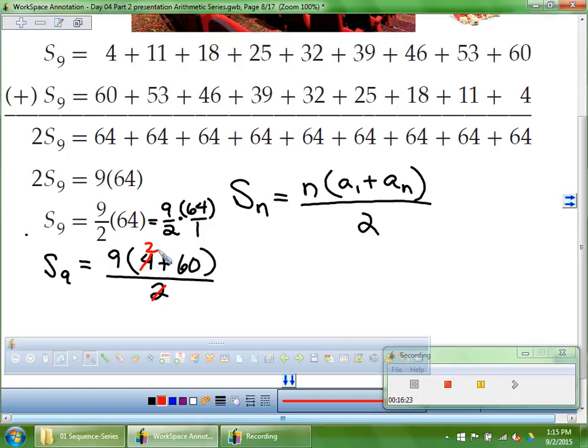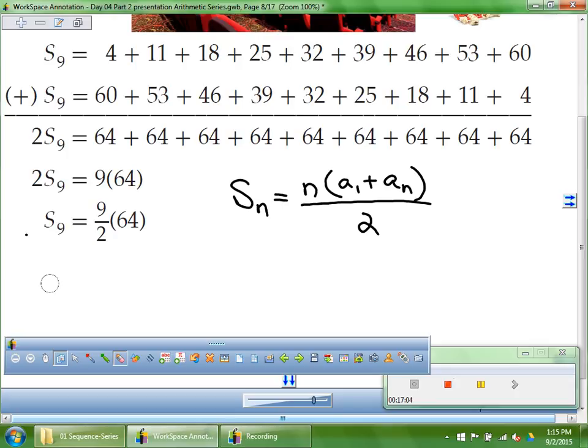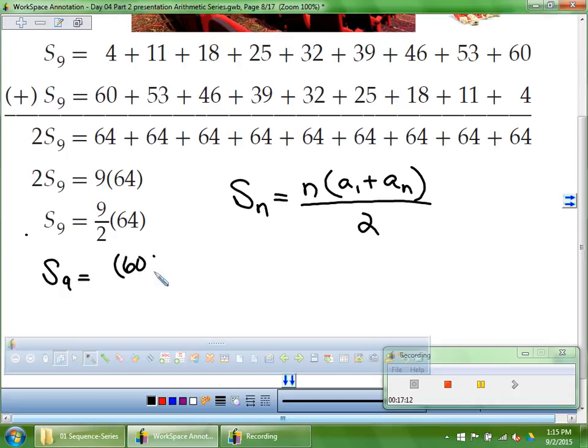So instead of writing it like this, I'm going to do it one more time because I think we need it. I'm going to write it like this: I add my 60 and my 4 to make 64, multiply by 9. 9 terms, right? 1, 2, 3, 4, 5, 6, 7, 8, 9. I have 9 64s, but since I have 2 counting, I have to divide by 2.